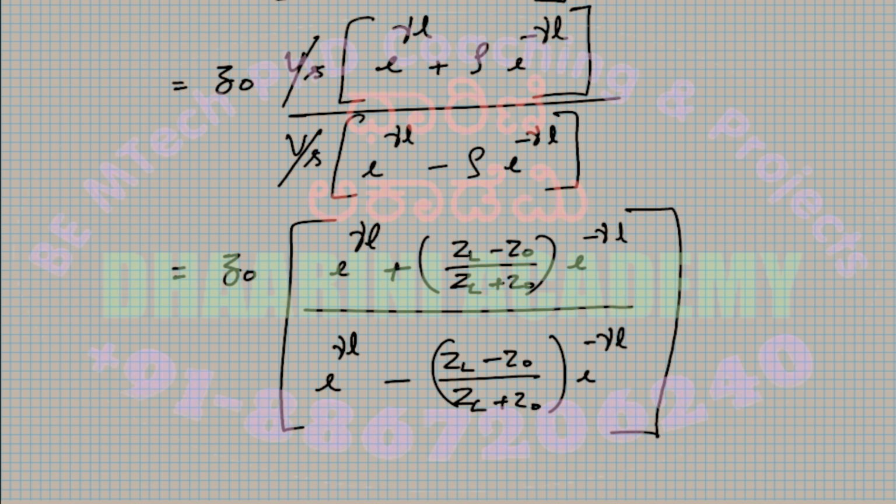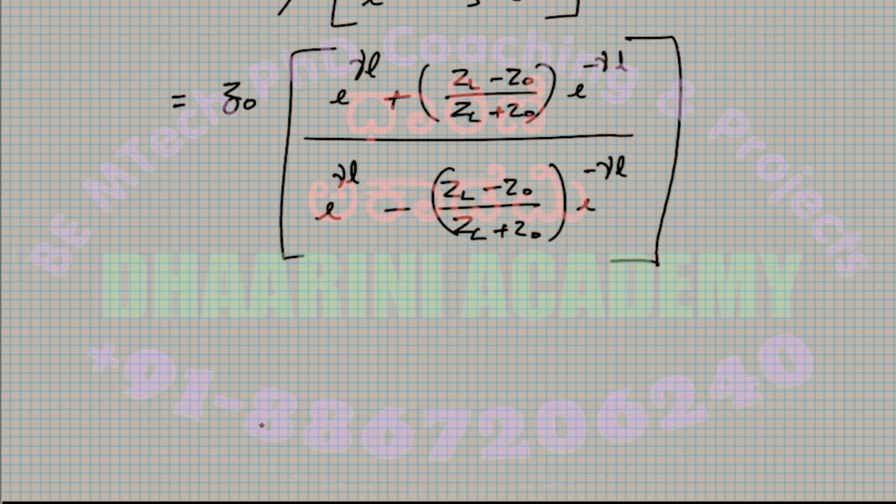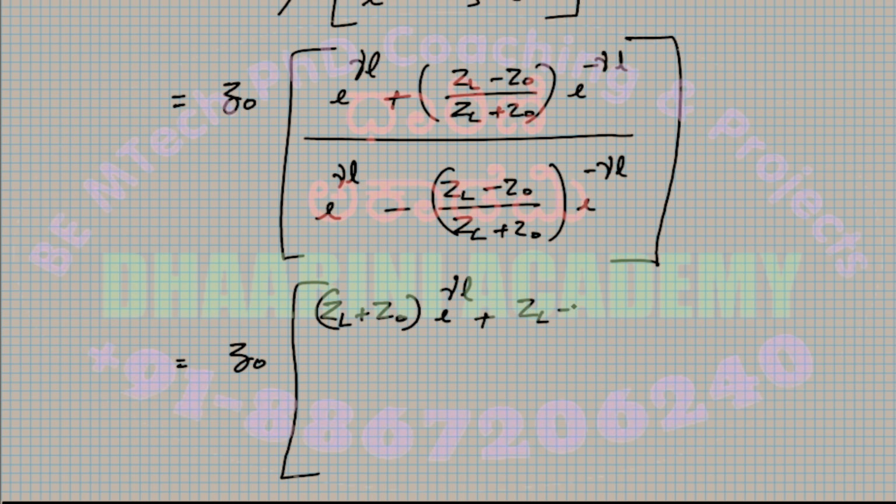Okay, now I take a common denominator in both the numerator as well as the denominator, right? So that is equal to Z naught into, so we have the term e to the gamma L as it is, right? So the ZL plus Z naught goes over there. Let me write it this way. So this is equal to ZL plus Z naught into e to the gamma L plus ZL minus Z naught into e to the minus gamma L. This is the numerator of the numerators, where I have a common denominator ZL plus Z naught.